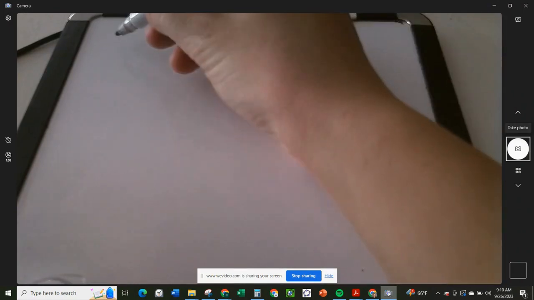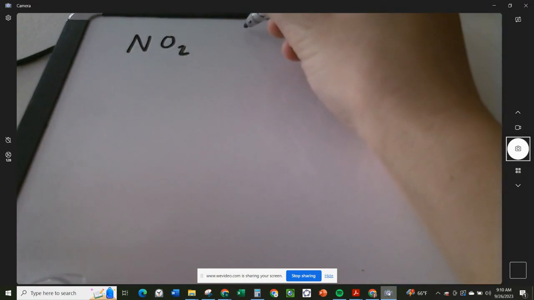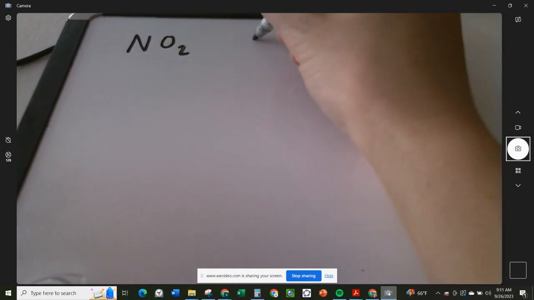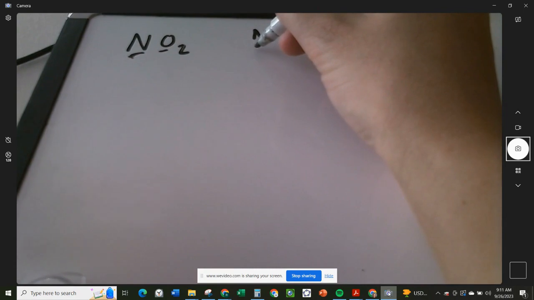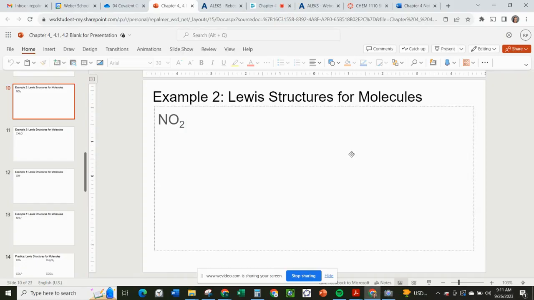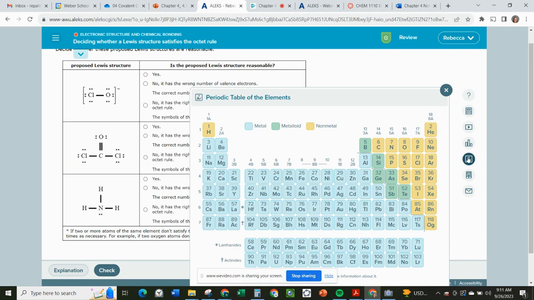So we have NO2. The first thing that we're going to do is look at how many valence electrons each of these has. How many valence electrons does this nitrogen bring, and how many do these 2 oxygens bring? We have oxygen, and there's 2 of them. So remember, let's go back to our periodic table in ALEKS. We can just click on this ALEKS periodic table.